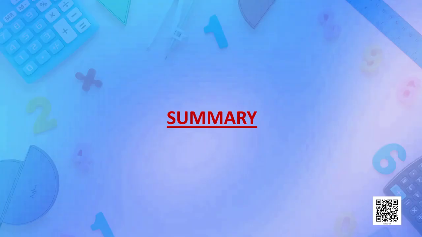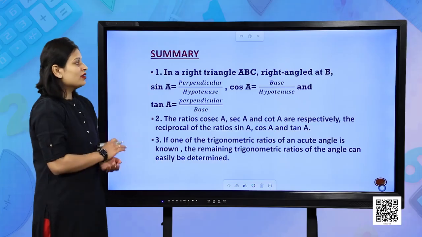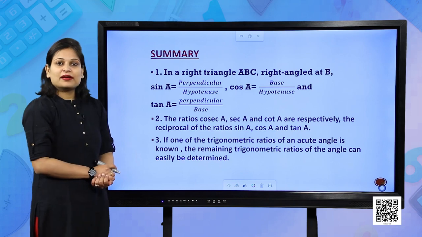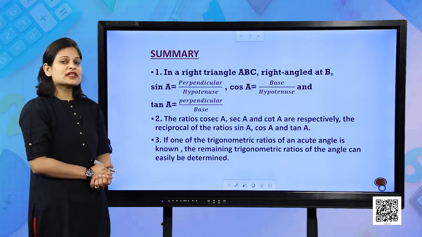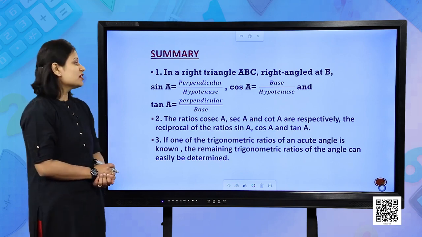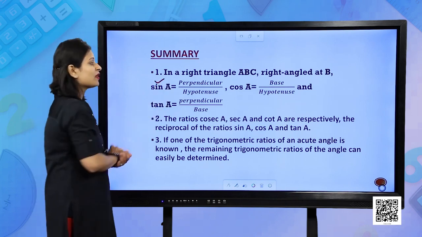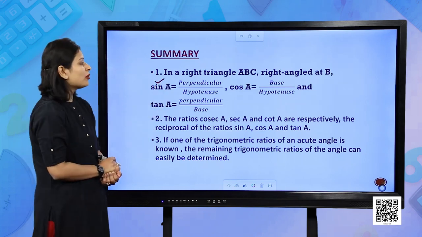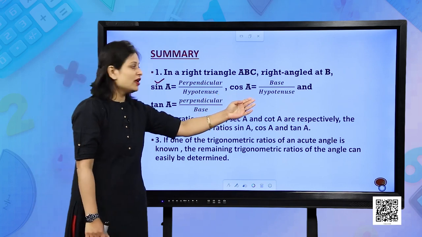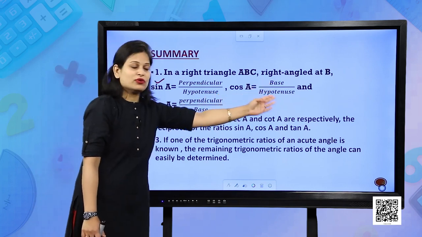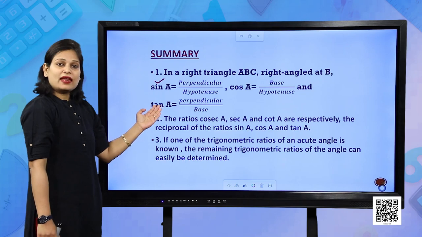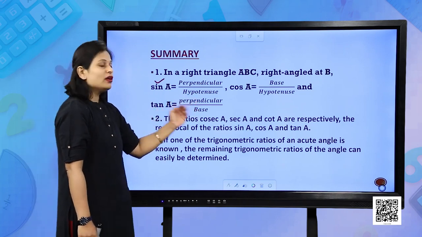Now, let us quickly recapitulate what we have studied today. In a right angle triangle ABC, right angle at B, we have discussed 6 trigonometric ratios. First one was sin A, which is perpendicular upon hypotenuse. Second one was cos A, which is base upon hypotenuse. And the third, tan A, which is perpendicular upon base.